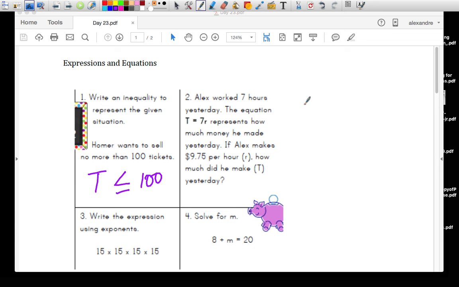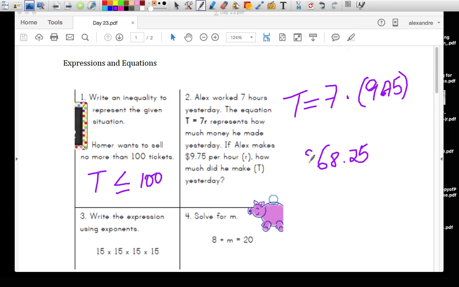Number 2. Alex worked 7 hours yesterday. The equation T equals 7 hours represents how much money he made yesterday. And if Alex makes 9.75 per hour, which is our R, how much did he make, T, yesterday? Well, that's simple. 7 times, let's just substitute. And that's simply a multiplication. 7 times 9.75 gives us a total of 68.25.